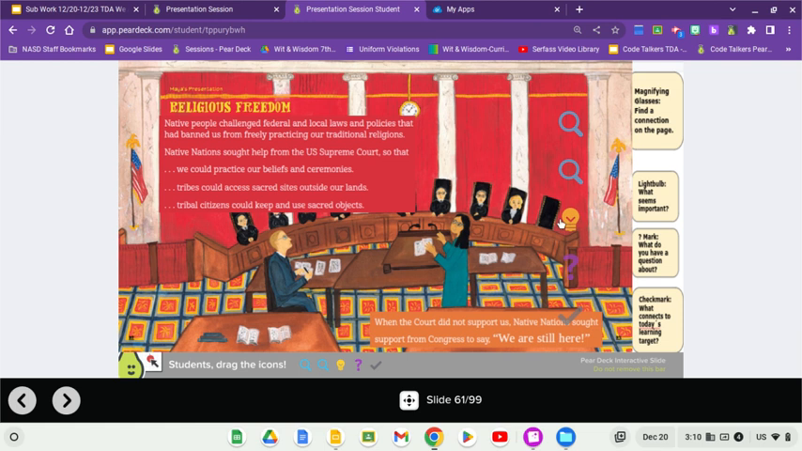Religious freedom, slide 61. Native people challenged federal and local laws and policies that had banned us from freely practicing our traditional religions. Native nations sought help from the U.S. Supreme Court so that we could practice our beliefs and ceremonies, tribes could access sacred sites outside our lands, and tribal citizens could keep and use sacred objects. When the court did not support us, Native nations sought support from Congress to say, we are still here.